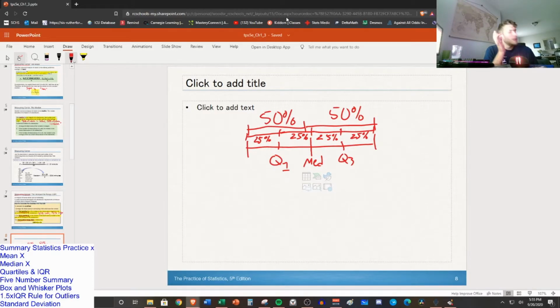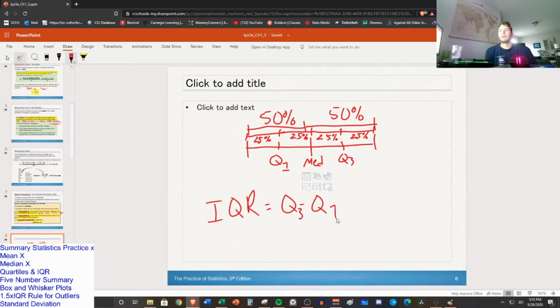Specifically, we need to talk about this idea called IQR, okay? So IQR, you wrote down how to find it. It is Q3 minus Q1. So here's a question. What percent of the data is in between those? Well, it would be 50%. It is the middle 50%.